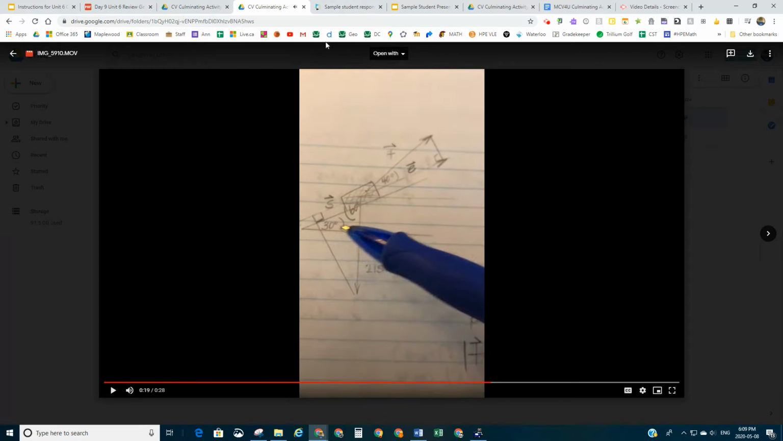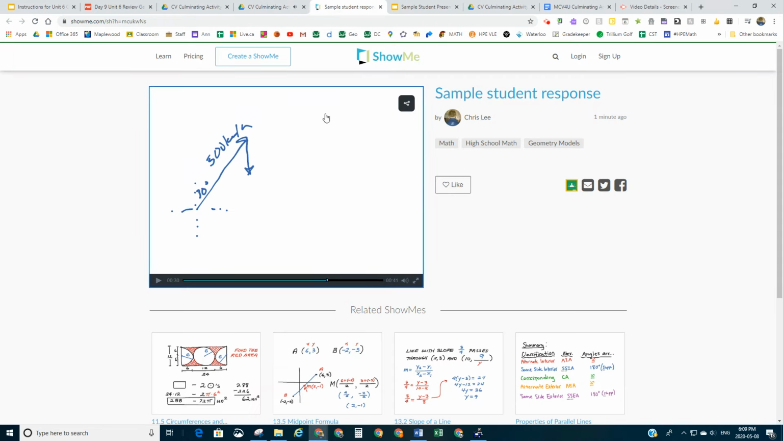Okay? Or maybe you'll use an app. Some of you might have an app on your phones where you can go off and do the calculations. You can actually write on a blank screen. You might have it on an iPad and draw your answers out this way. Okay?